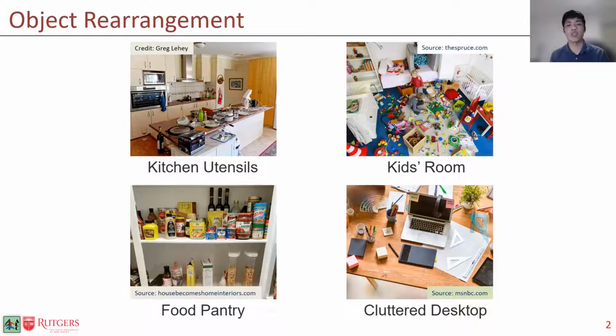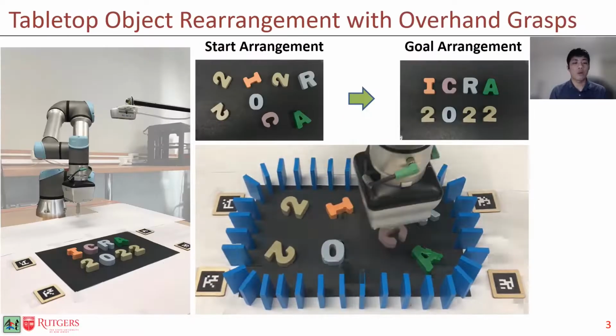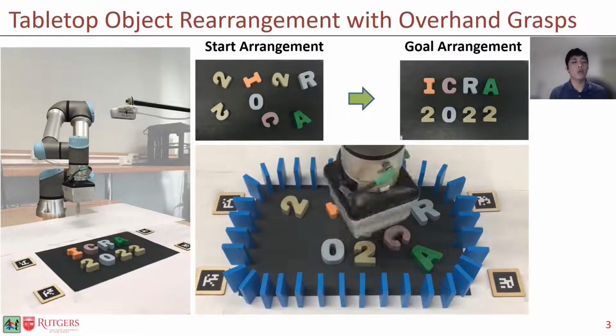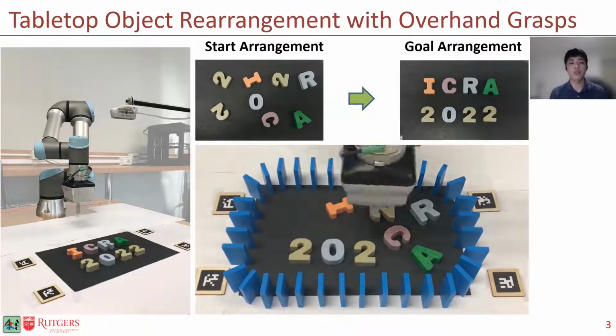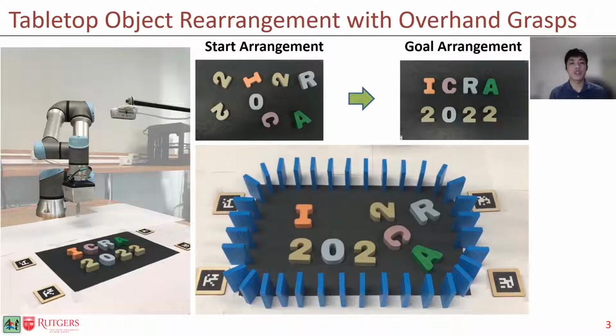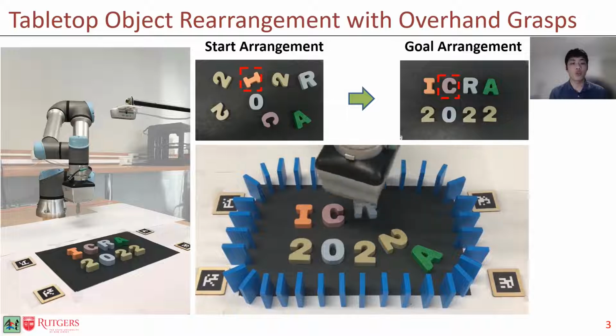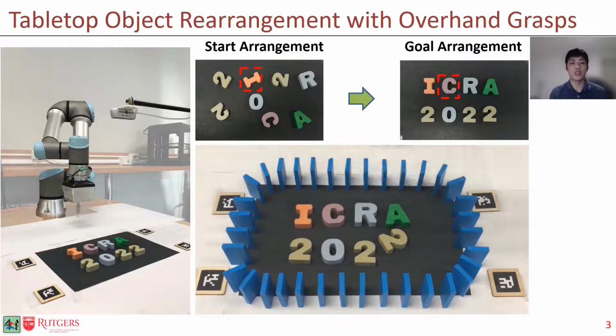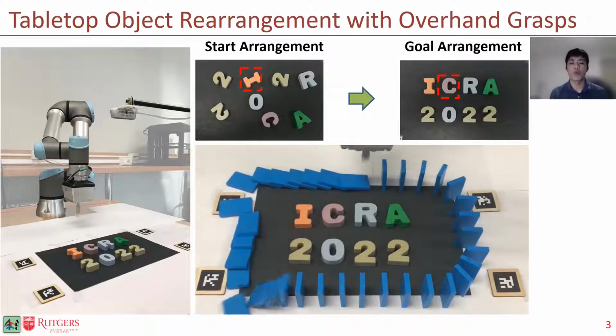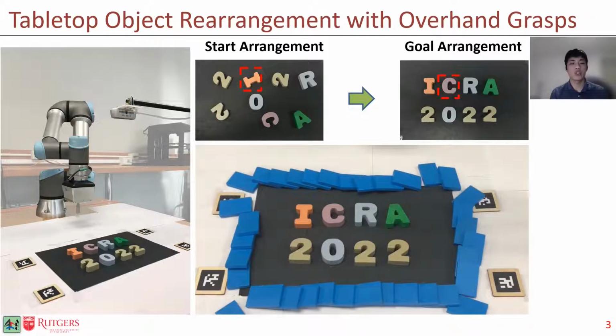No matter in home automation or industrial automation, minimizing the number of manipulations directly leads to increased system throughput. Our paper focuses on tabletop rearrangement with overhand grasps. The start and goal positions lead to dependencies between objects. In the example shown on the right, we need to move the letter I away before moving letter C to the goal. So we say C depends on I in this case.